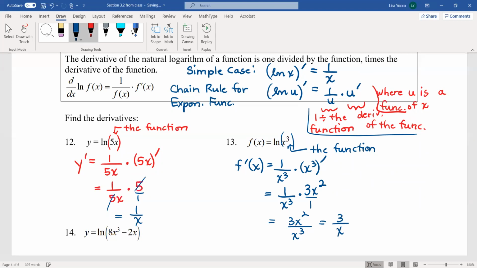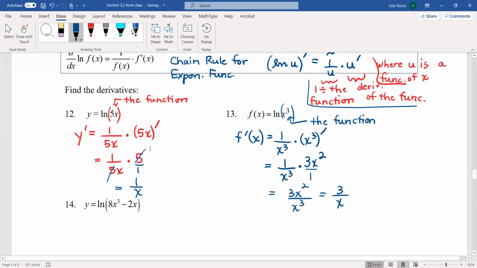And then you can simplify the x squared divided by x cubed would leave a single x in the denominator. So 2x's in the top of the fraction, 3x's in the bottom of the fraction. 2 pairs of x's cancel out and leaves 1 in the denominator. All right. Okay.